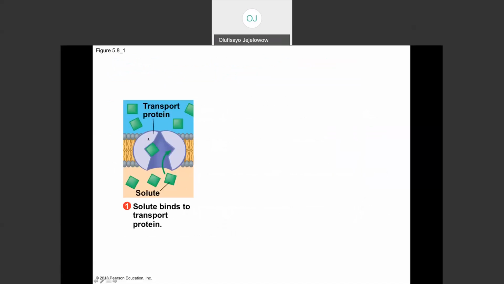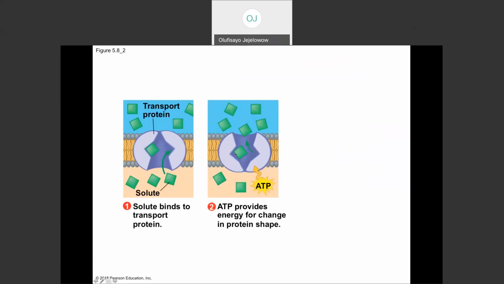We have a transport protein, and a solute to be transported against its concentration gradient binds to the active sites of the protein. The protein is energized by ATP through a phosphorylation process in which ATP gives the phosphate group and the ADP remains in the system. As a result of the phosphorylation, the protein changes shape, allowing it to export the solute to the other side of the membrane.